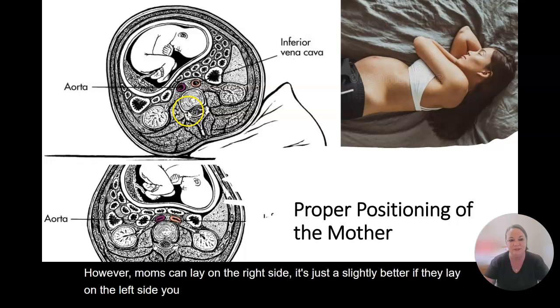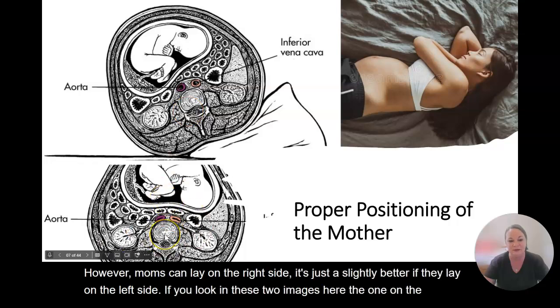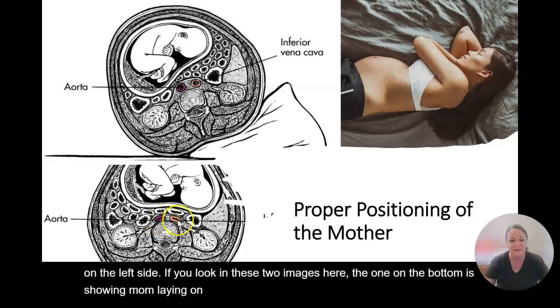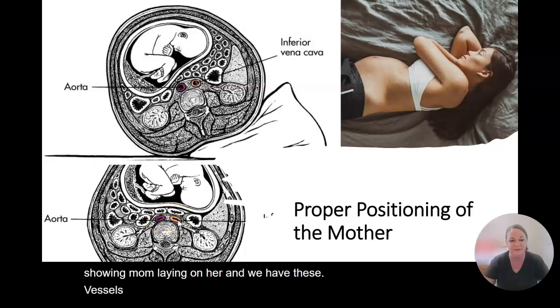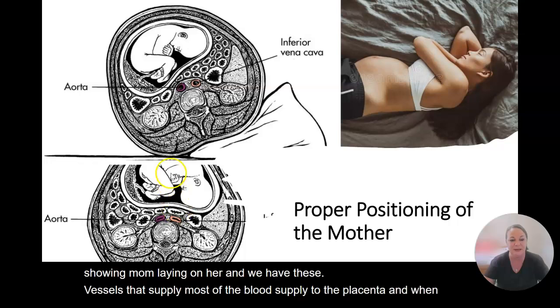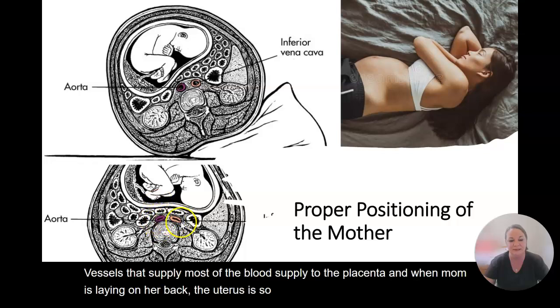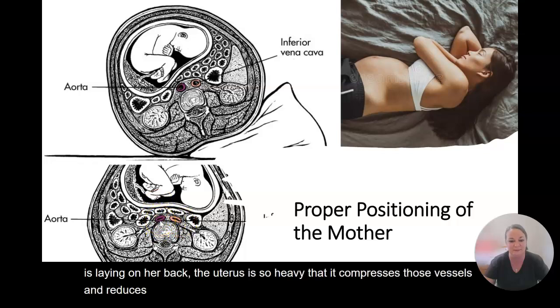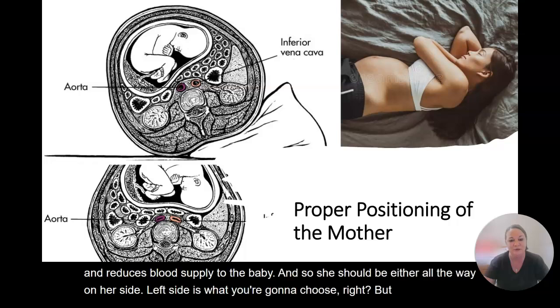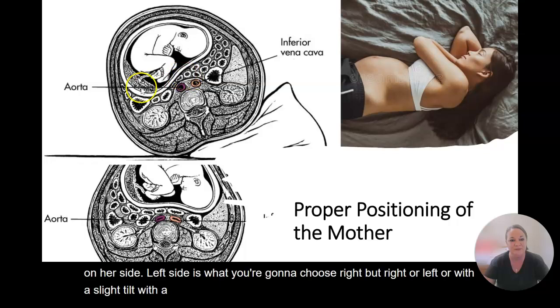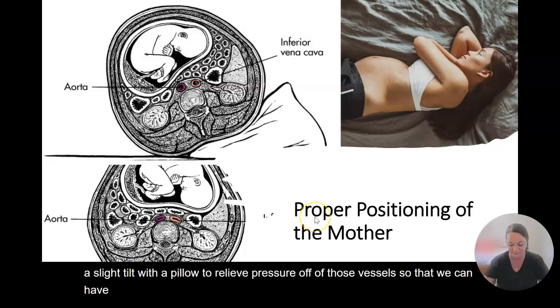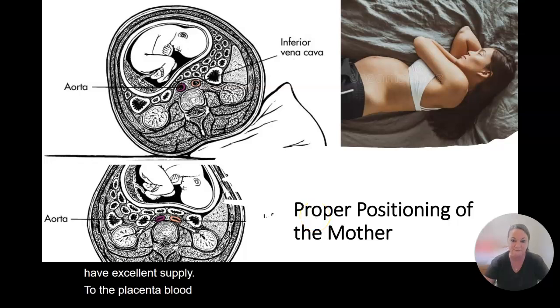If you look in these two images here, the one on the bottom is showing mom laying on her back. And we have these two vessels that supply most of the blood supply to the placenta. And when mom is laying on her back, the uterus is so heavy that it compresses those vessels and reduces blood supply to the baby. And so she should be either all the way on her side, left side is what you're going to choose, right? But right or left, or with a slight tilt with a pillow to relieve pressure off of those vessels so that we can have excellent blood supply to the placenta.